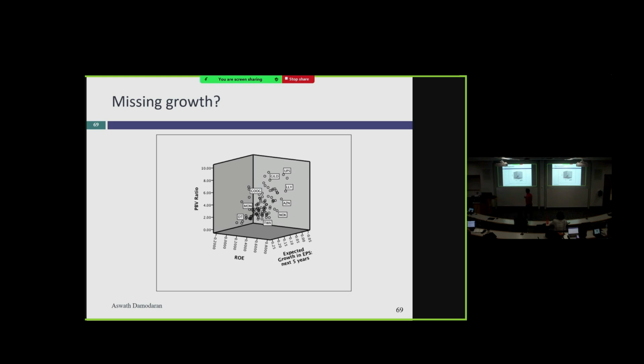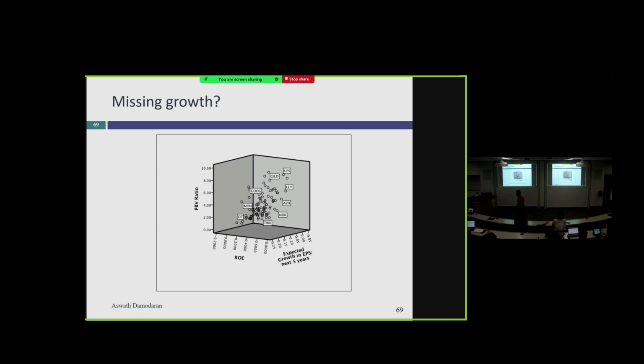First, do you want low price to book or high? You want low price to book. High return on equity or low return on equity? You want high return on equity. Low growth or high growth? So basically, you want stocks somewhere in there, right? Basically, you want low price to book, high return on equity. So that's where you're looking.